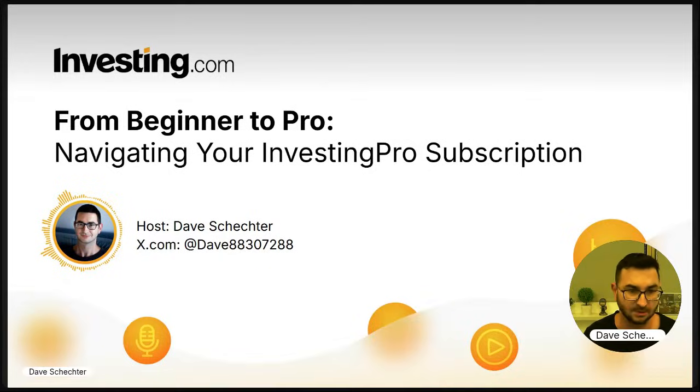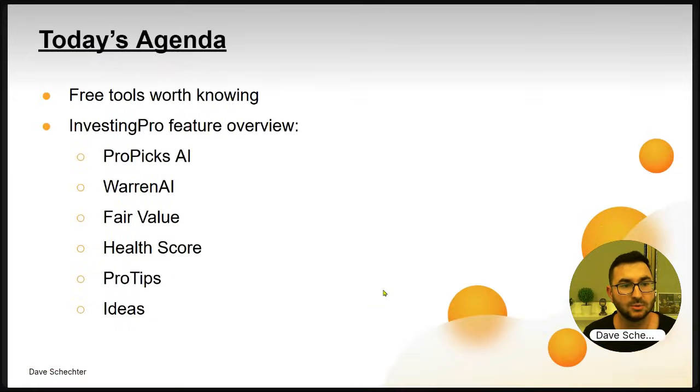So away we go. In today's webinar, we are going to review free tools worth knowing. We're going to take a look at the economic calendar. We're going to look into how you can set all different types of alerts, how to dig into the screener. And then after that, we're going to take a look at all of the InvestingPro features, namely ProPicks AI, Warren AI, Fair Value, Health Score, ProTips, and Ideas.